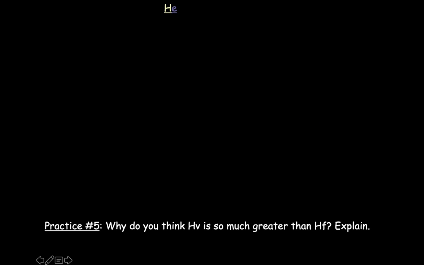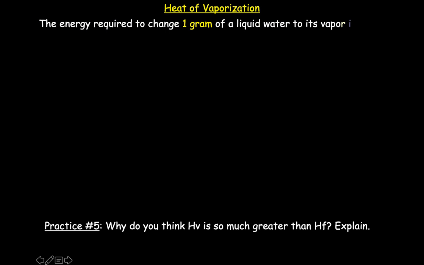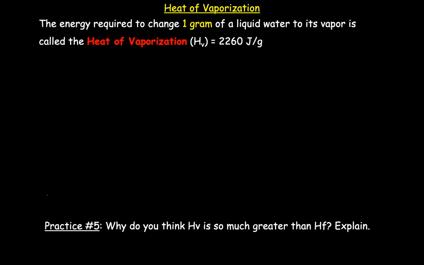Okay. The next part here is, what if I want to do the next phase change? So the next phase change would be vaporization, and it's kind of similar in a way to what we were doing before. It's just that the heat of vaporization is going to be higher. Instead of 334, the heat of vaporization is going to be 2260 joules per gram.